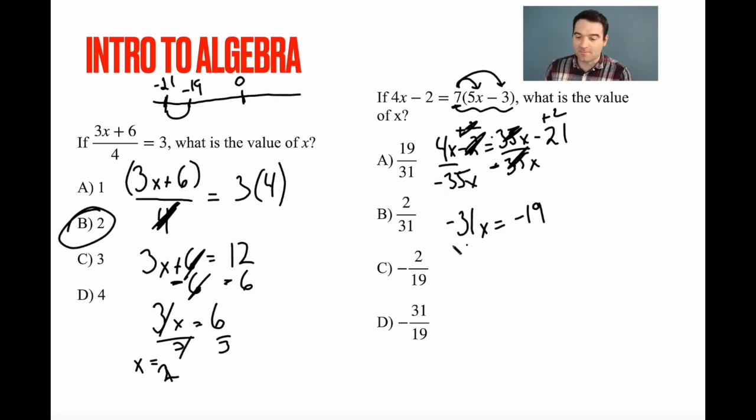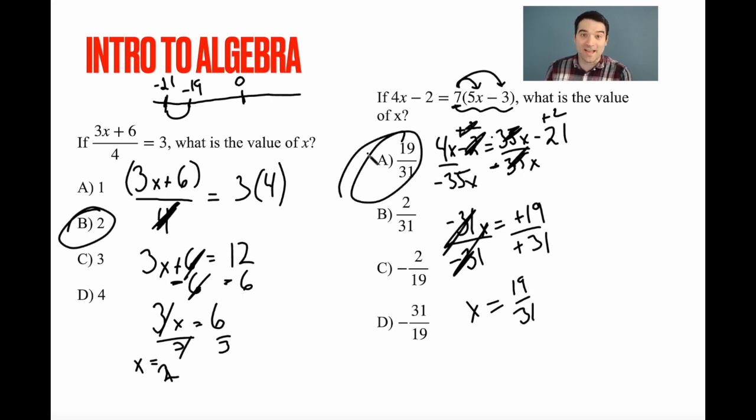Okay, so I'm almost done here. I'm going to divide both sides by negative 31. Divide both sides by negative 31, and what do I get? Well, I get x equals negative 19 over negative 31. The negatives cancel out, right? Because a negative divided by a negative is a positive, and so I get 19 over 31, which is answer option A.